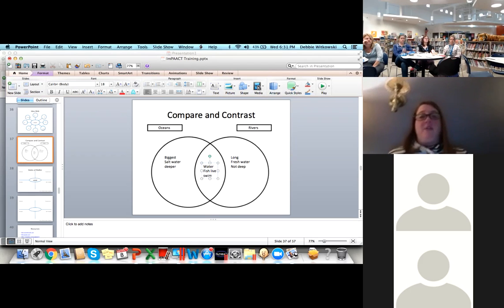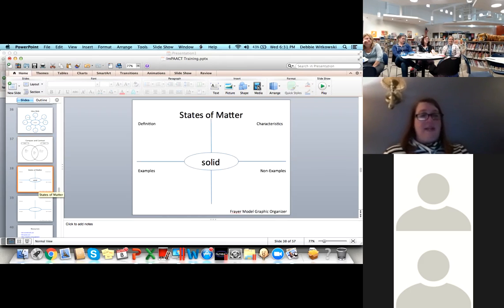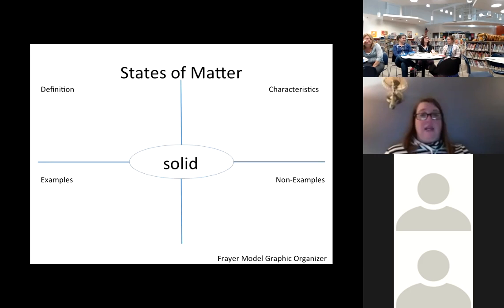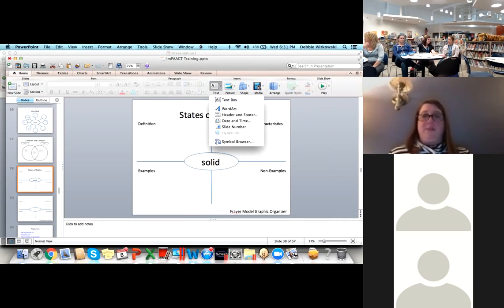So again, we're using a lot of really high frequency vocabulary, but we're thinking a lot through the concept that we're working on, which in this case is oceans and rivers and how they're alike and how they're different. Let's go ahead and take a look. I think you guys have a copy of this. And so we'll do this one together. Actually, I'm going to come back out here. We'll do this one together.